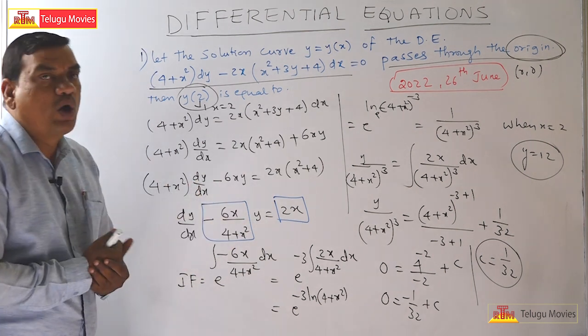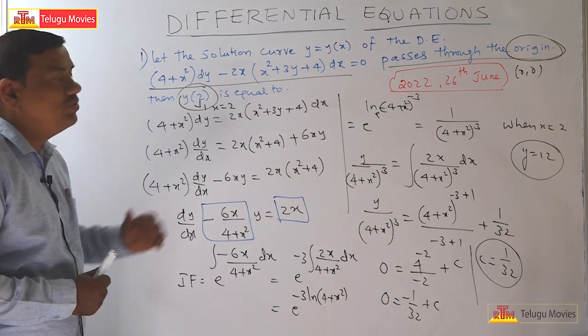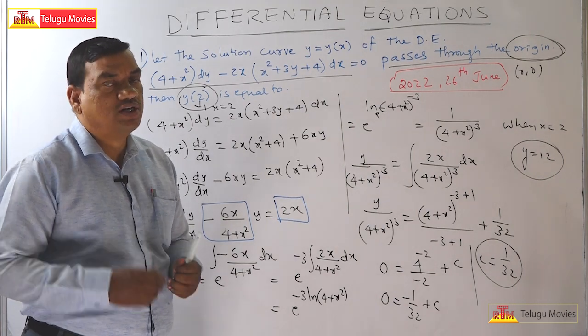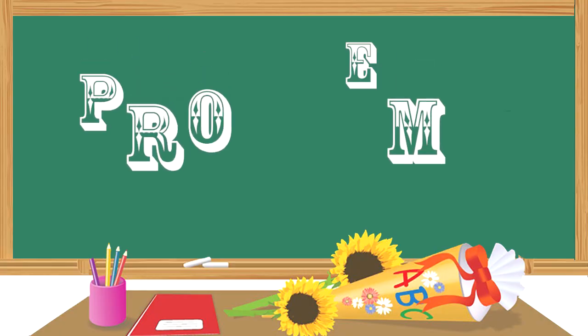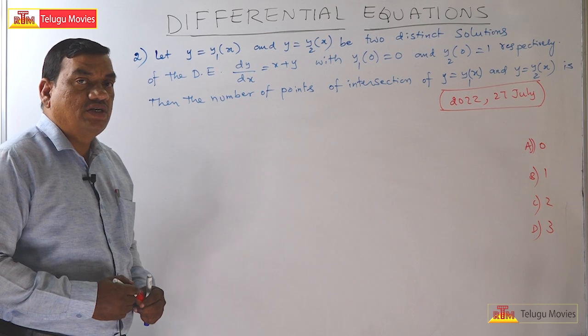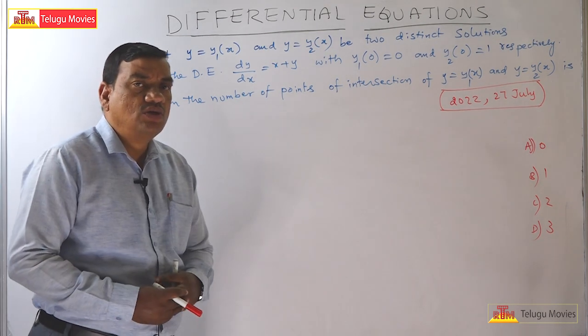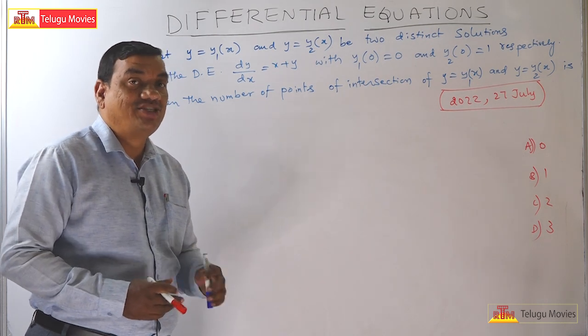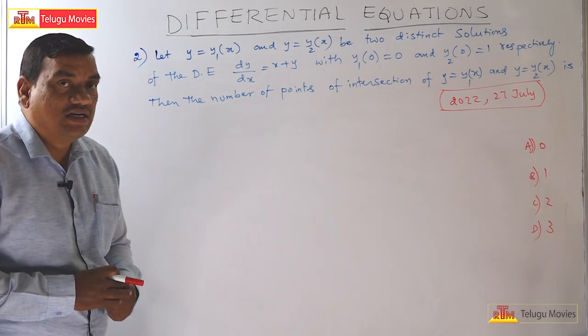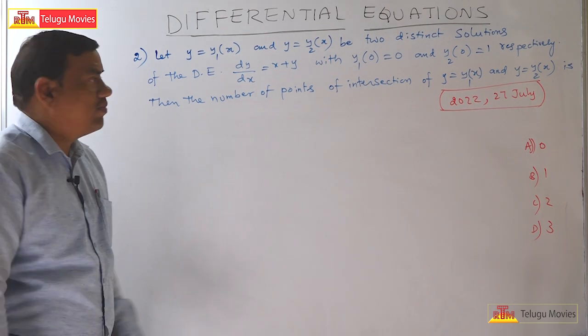So very, very nice problem this is. I hope that you understand this solution. So let us go for the next problem. Welcome to the second problem. So this is one of the variety problems. So far we did not get this type of problem. So let us see very carefully. Very, very easy problem this is.